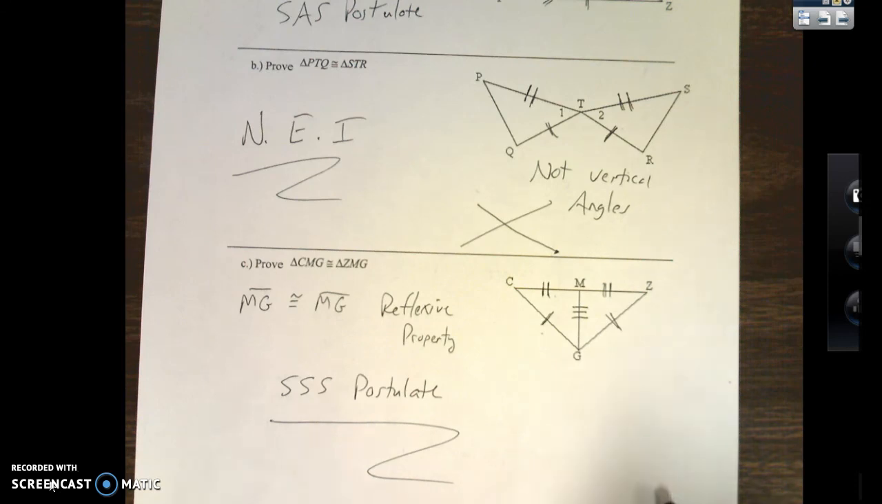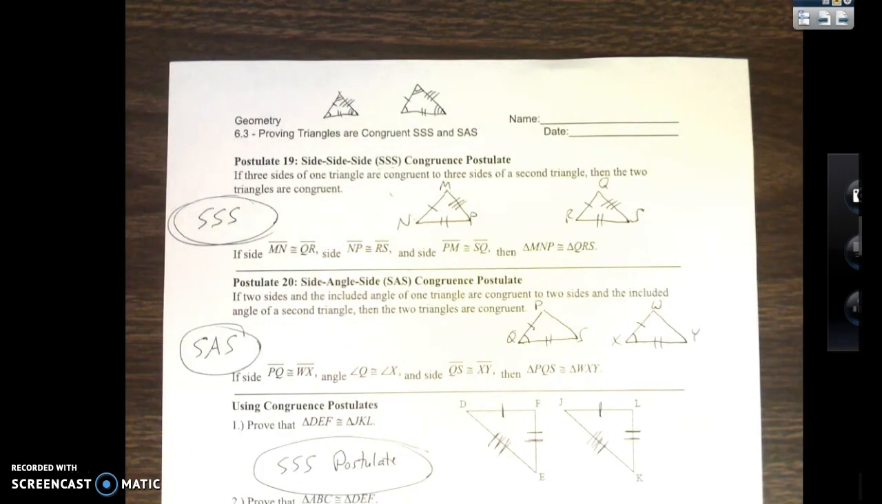So absolutely wonderful. Very nice job. What have we learned so far? You learned two postulates. We have SSS. We have SAS. We're going to learn a few more in class, okay? And we're going to add them to our toolbox, which we can use in class to prove triangles congruent.